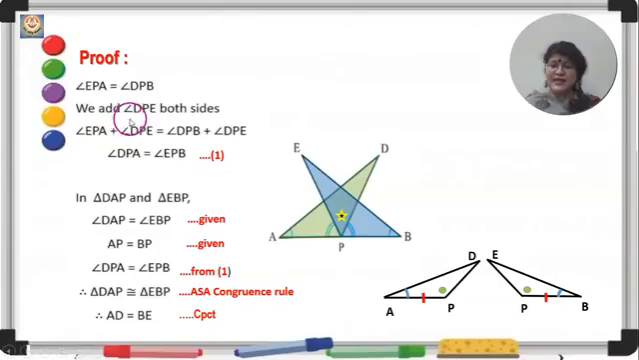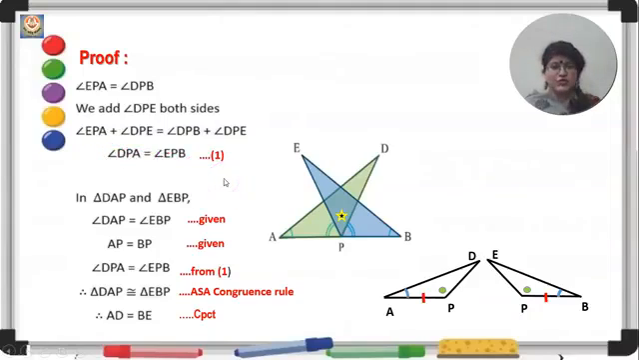We will add angle DPE on both the sides. So when you add on both the sides, you get EPA plus DPE equal to DPB plus DPE. So after adding, what you get is this. Let us number this as statement 1. That means we have proved that angle DPA is congruent to angle EPB, the one shown in green. So this step is very important.